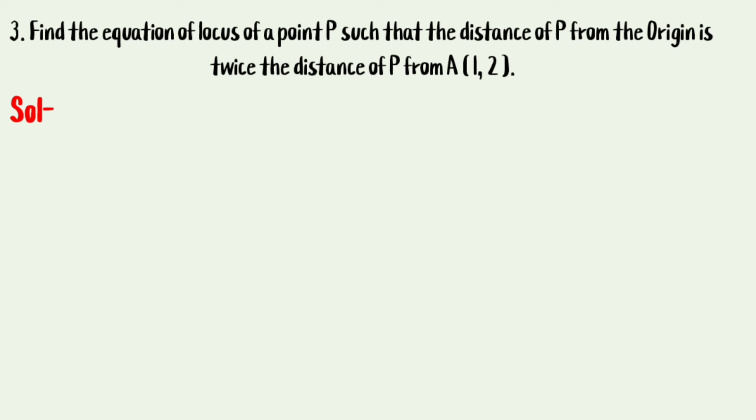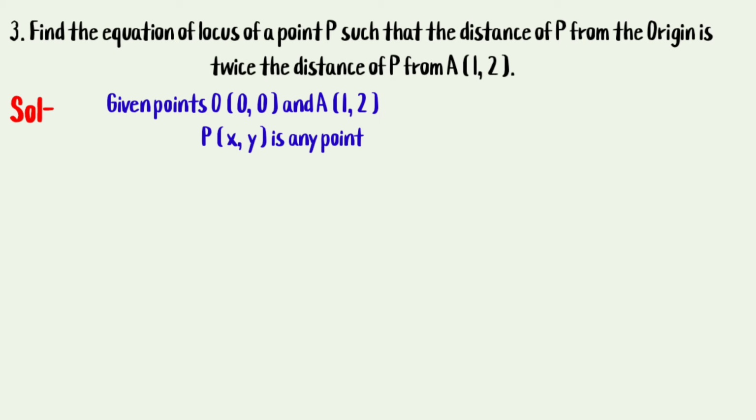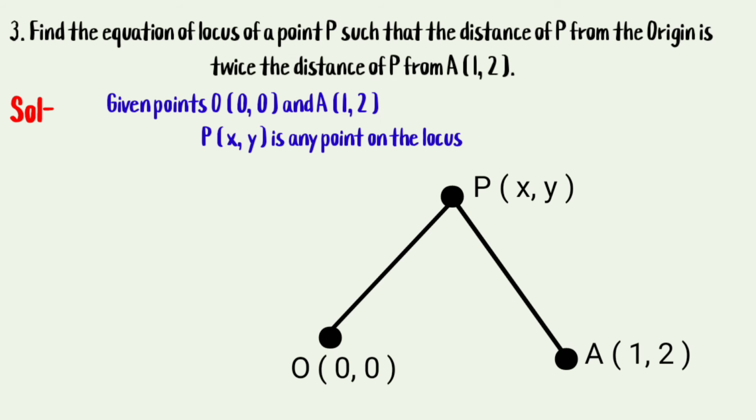The next one, the third one: find the equation of the locus of a point P such that the distance of P from the origin is twice the distance of P from A (1, 2). Let's do the solution. Here the given points are O, the origin, (0, 0), and A (1, 2). Here P (x, y) is any point on the locus.